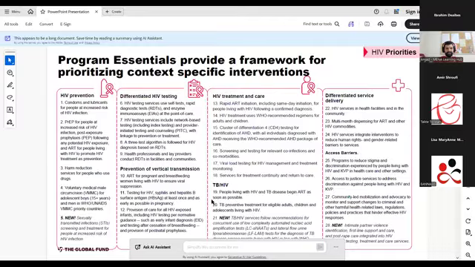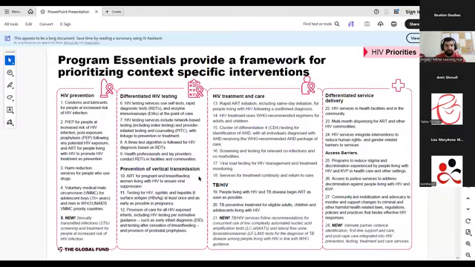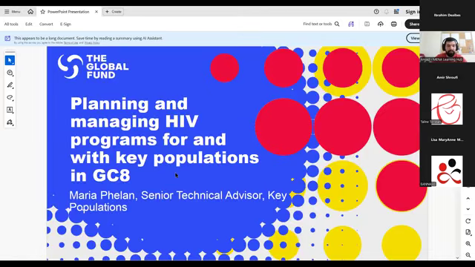Thank you very much, Amir. We'll move now to Maria Fellan, who is the senior technical advisor for key populations at the Global Fund at the CRG KP team. Maria will discuss the planning and managing of HIV programs for and with key populations in GC8.